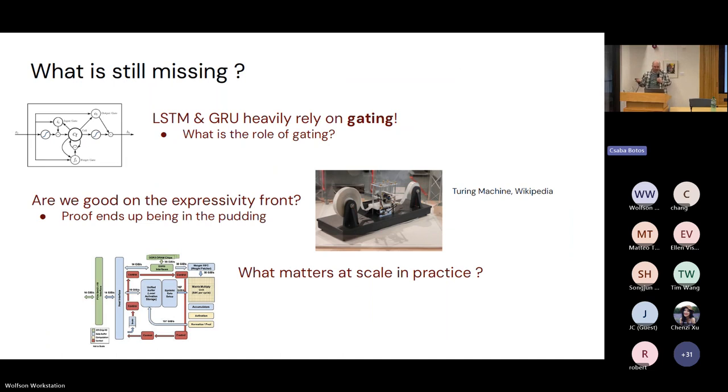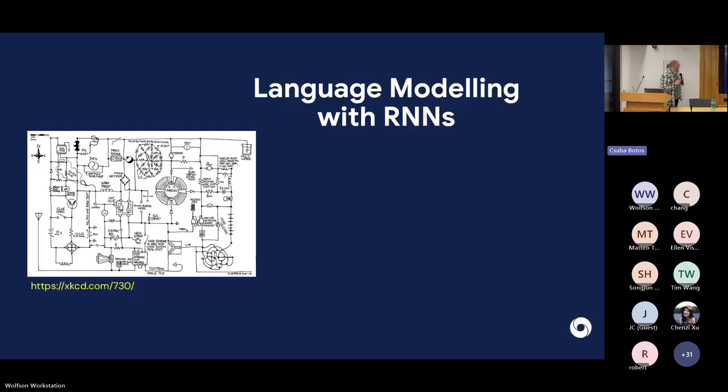What are we still missing? Kind of jumping ahead a bit. One is, what is the difference to LSTMs and GRUs? The big difference that's still left, which we haven't discussed, is gating. As many of you already know, Mamba uses gating and we use gating as well. So in the next phase, I'm going to talk a little bit about gating and what's important. Are we good on the expressivity front? Here the proof ends up being in the pudding. What I mean by that is, I'm going to show you some numbers of how well the systems work when you scale them. We actually run them at scale and they seem to work well. And what matters at scale is something else that we're going to discuss.